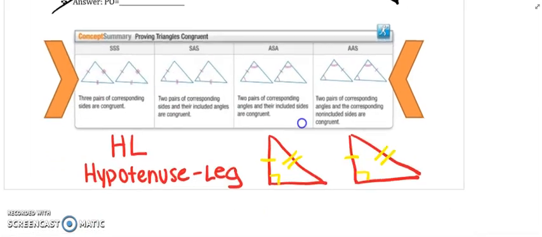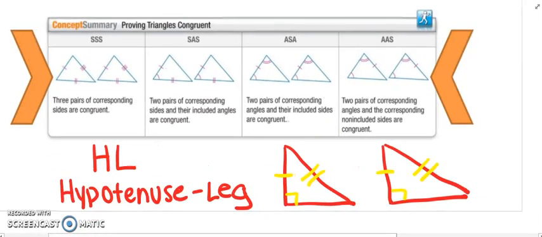So this is just a review of what we've learned, plus a new one. We have the three S's: SSS. SAS, where the A has to be in between the two S's, it's the included angle. The ASA, where I have two angles and an included side, or AAS, two angles and a non-included side. These are your four ways to prove triangles congruent.